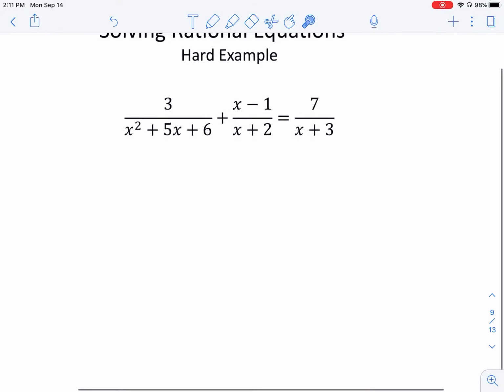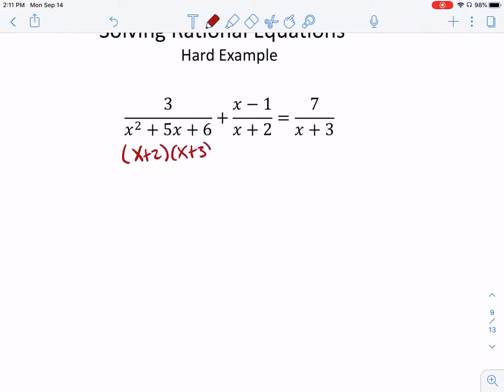So first off, we're going to start immediately with those restrictions. In order to do so, we know we have to have our denominators factored. I know this is x plus 2, x plus 3, because 2 plus 3 gives me 5. 2 times 3 gives me 6. Once again, this works because my leading coefficient is 1.